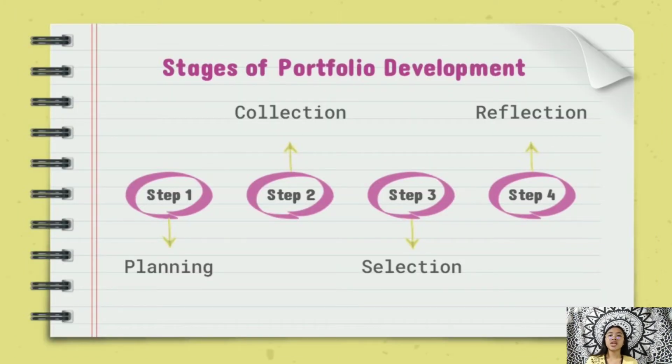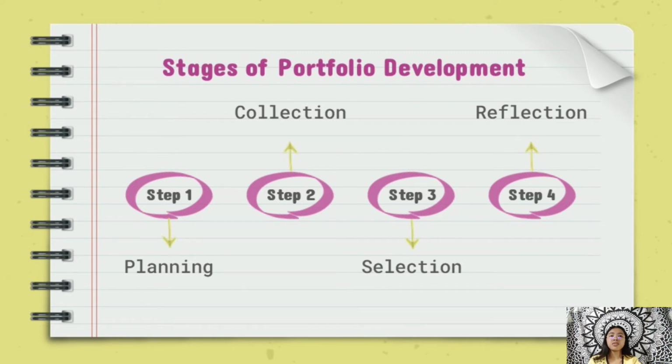Next are the stages of portfolio development. So there are four stages of portfolio development. Stage 1 is planning, stage 2 is collection, stage 3 is selection, and stage 4 is reflection. So step 1, planning. During the planning stage, instructors communicate to the students the purpose of the portfolio and the assessment criteria. Next is the collection.